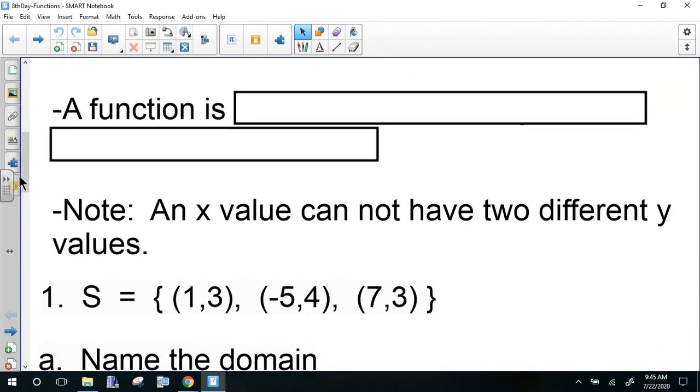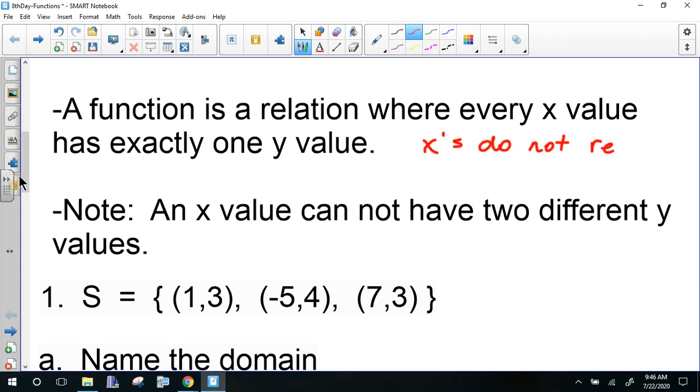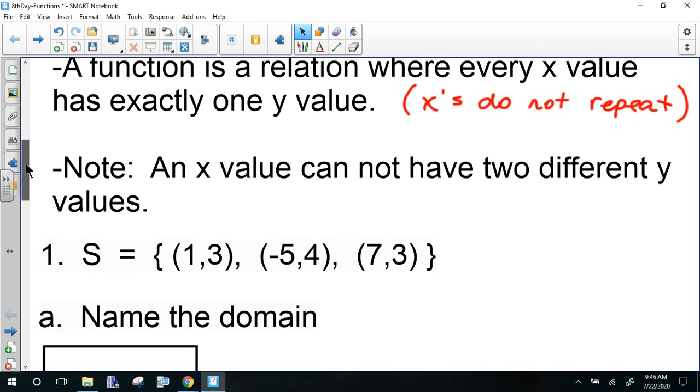So, what is a function? A function is a relation where every x value has exactly one y value. In other words, the x's do not repeat. That's one easy way you can figure that out if it's a function or not. If you see the same x value twice or more, you know it's not going to be a function. Okay? Let's look at some examples.